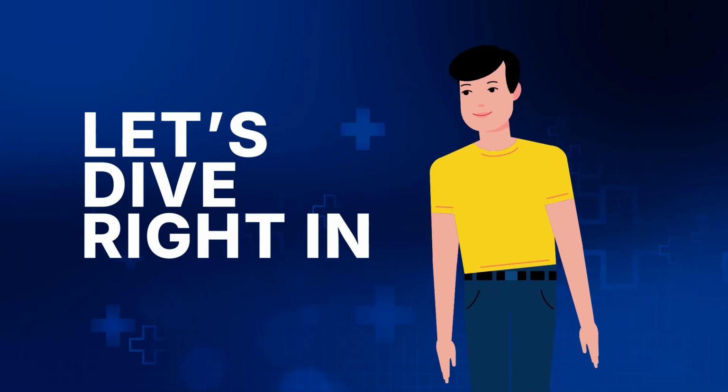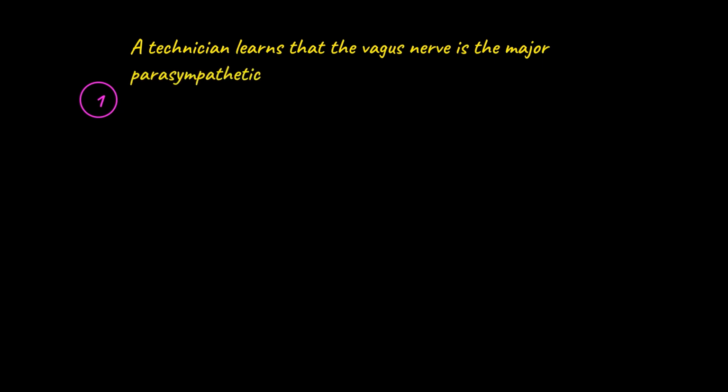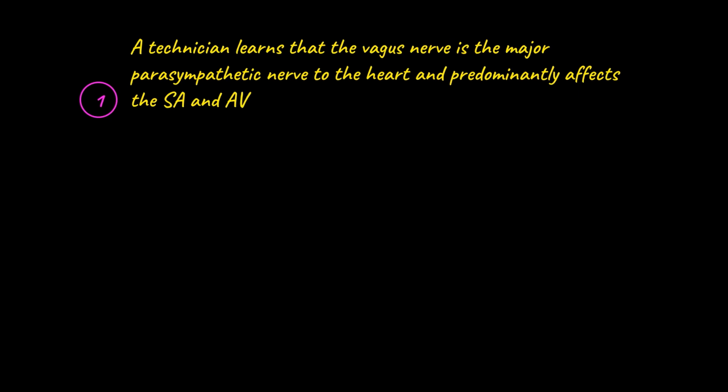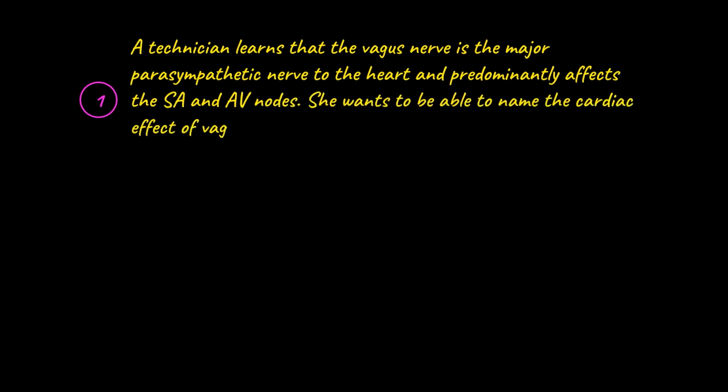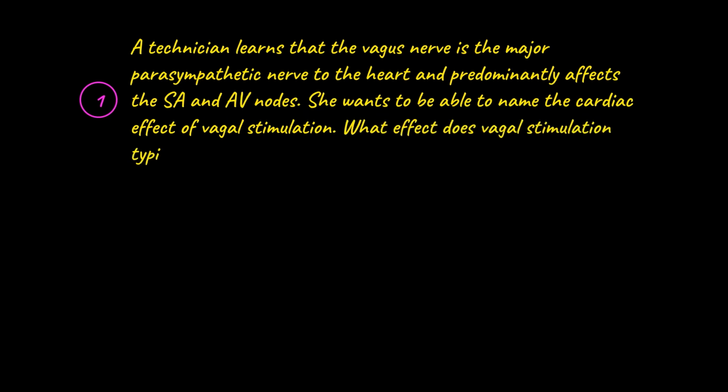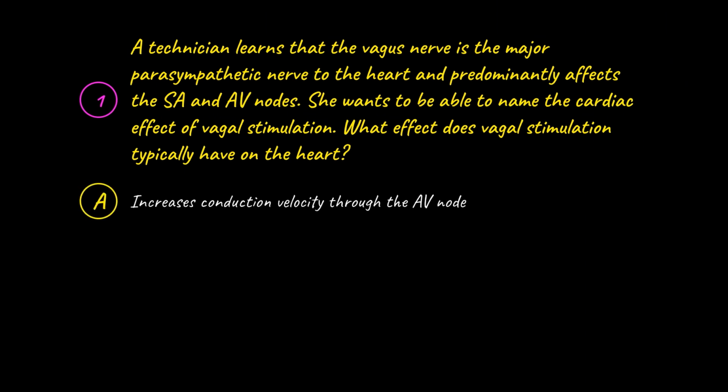So let's get started. Question 1. A technician learns that the vagus nerve is the major parasympathetic nerve to the heart and predominantly affects the SA and AV nodes. She wants to be able to name the cardiac effects of vagal stimulation. What effect does vagal stimulation typically have on the heart? Your options are A. Increases conduction velocity through the AV node.